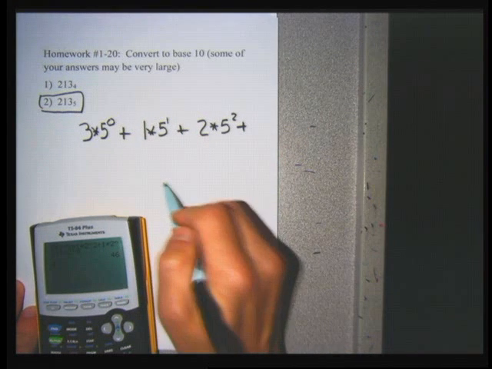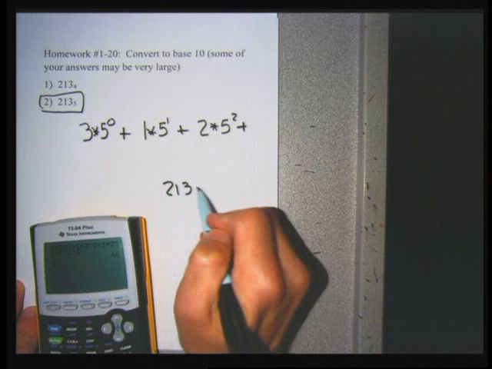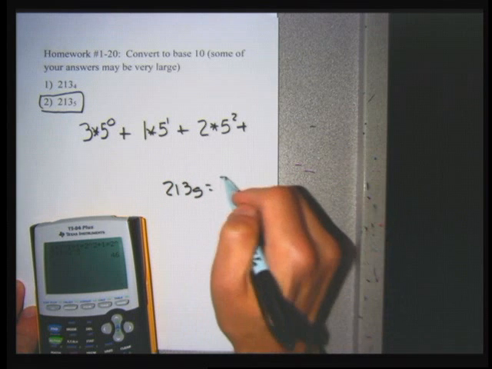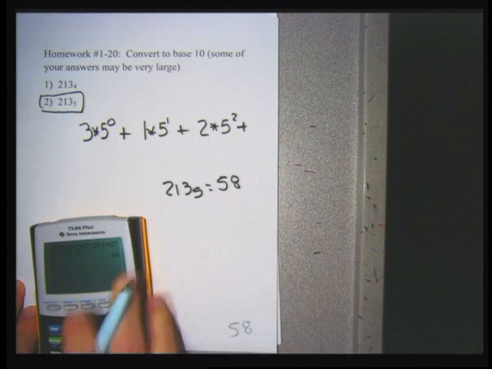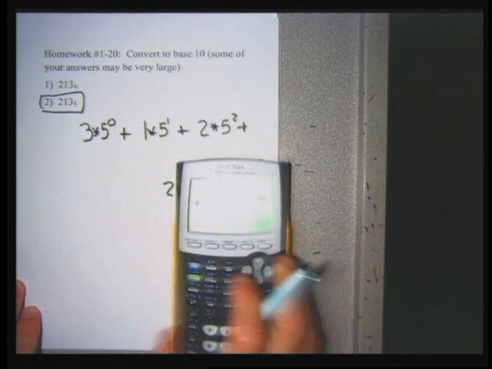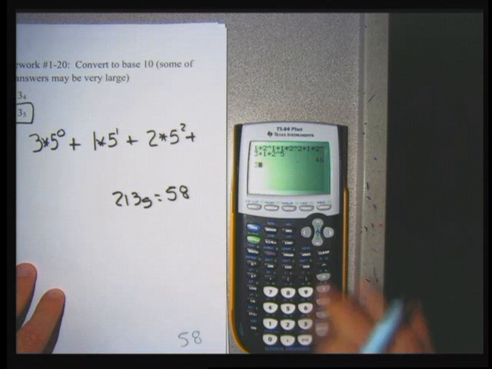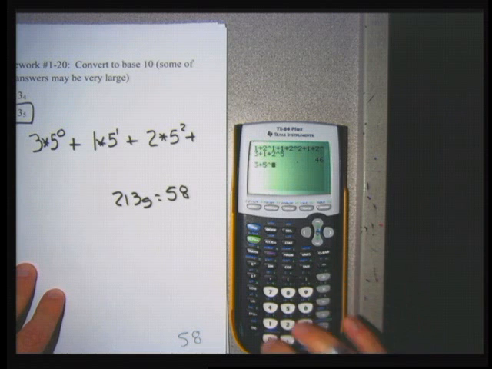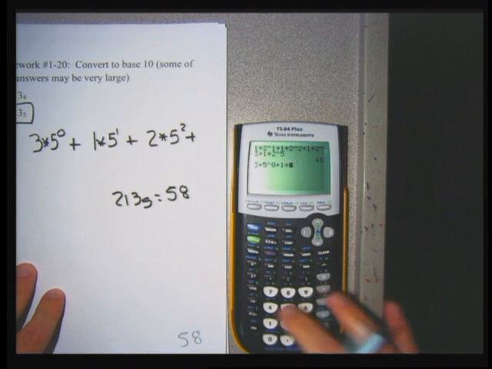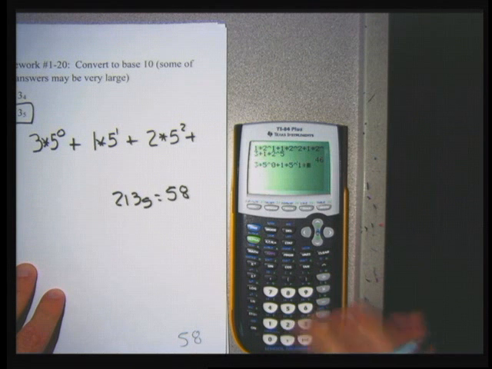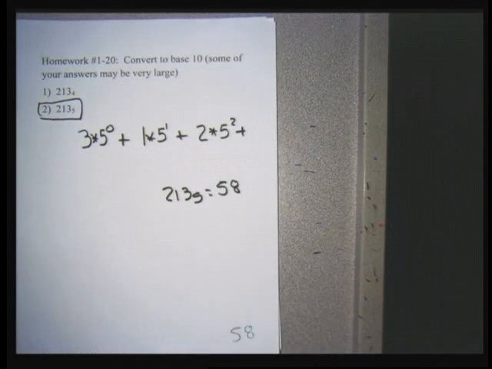So I hope to get 213 base 5 is equal to 58 base 10, and I won't write the base 10. So I'm going to go 3 times 5 up arrow 0 plus 1 times 5 up arrow 1 plus 2 times 5 up arrow 2, and I get 58. So I did it perfectly, and I did it without being very clever because I could have done this by hand.